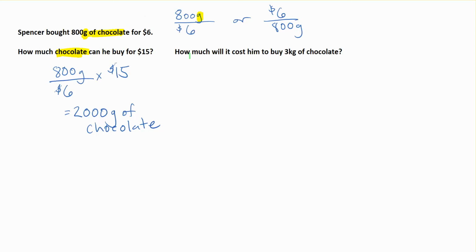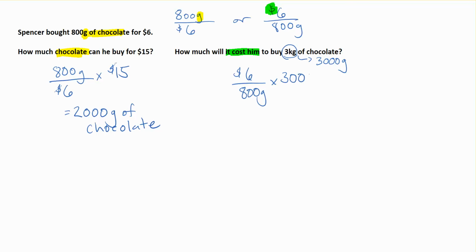If we look at another example, how much will it cost him? Well, here I want the cost, so I'm going to put the dollars on top because I want my answer to have dollars. So if I have $6 per 800 grams, and I times it by the 3 kgs, oh, we gotta be careful here. My unit that I've been given is in grams. I need to have the same unit. So how can I write 3 kgs in grams? That's going to be 3,000 grams.